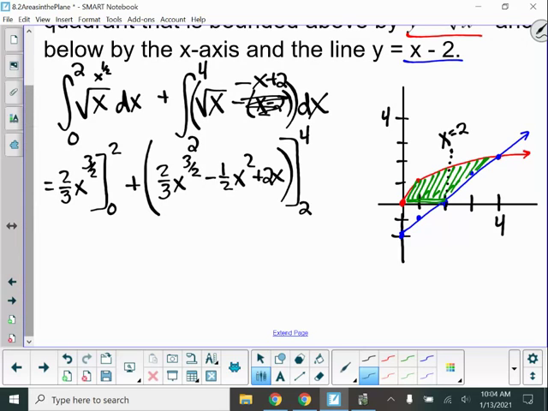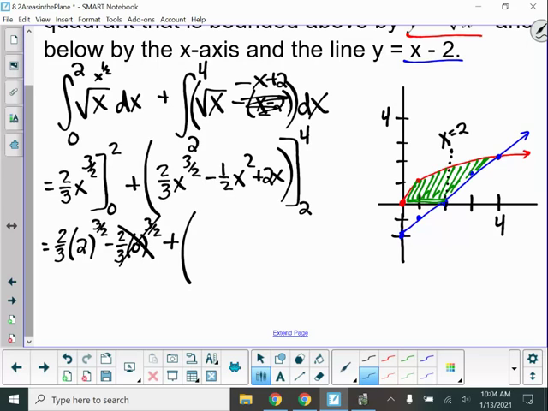So, plugging in now. If I plug in the 2 here, I get 2/3 times 2 to the 3/2 power. If I plug in the 0, that's just going to be 0. I will write it out there, but that's actually going to disappear. And then I have to plug in my 4 and plug in my 2.